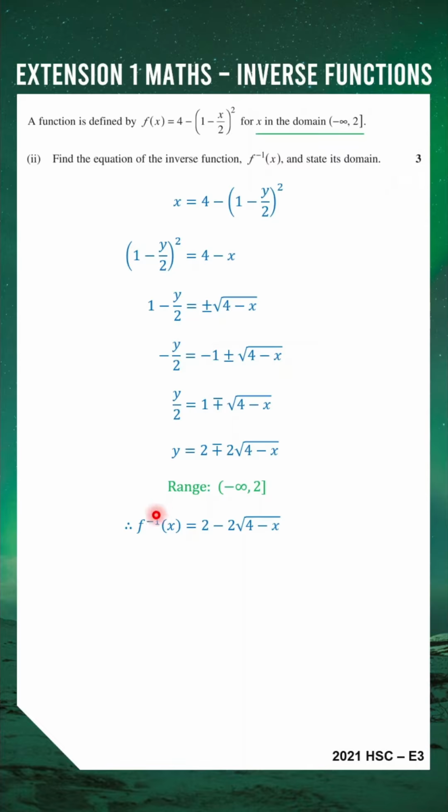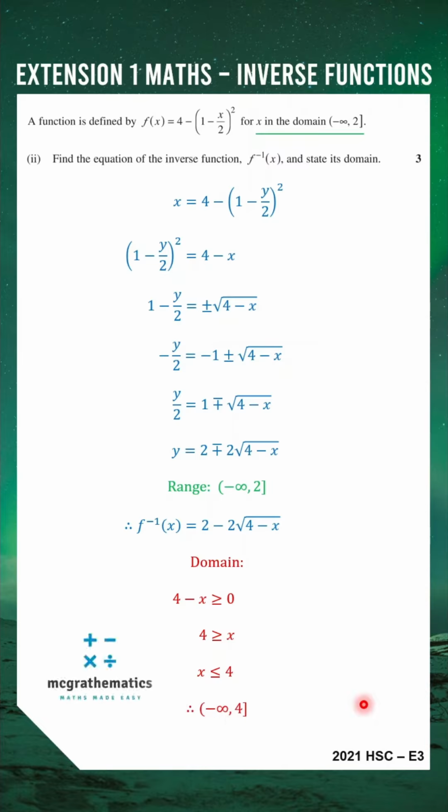So the domain of this function, well, we can't do the square root of a negative, so we need to have 4 minus x being greater than or equal to 0. Add the x across and you've got 4 is greater than or equal to x, which tells me that x is less than or equal to 4. And writing my answer in interval notation looks like this, from negative infinity up to and including 4. And that's 3 marks done and dusted.